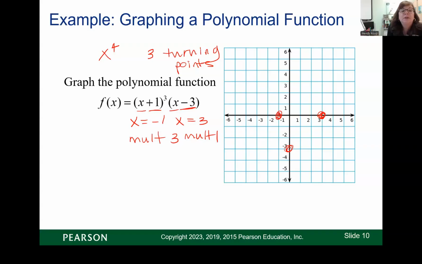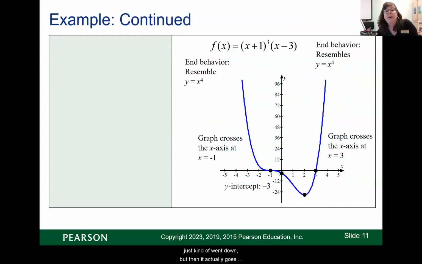So we're going to be coming down, crossing here. Maybe we'll make a little something like that. And I think it might go kind of deep and then we'll come back up. I actually don't really know too much of what it does, but what we'll do is look here. Oh, yeah, it just kind of went down, but then it actually goes really far down, all the way down to -24.